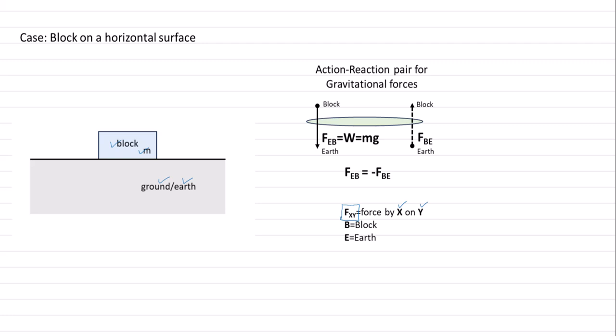So let's see what the action and reaction force pairs are as far as gravitational force is concerned. We know that Earth will exert a force of attraction. We know that Earth will pull the object, the block in this case, with a force FEB. So that will be the force exerted by the Earth on the block. And we know that it's the weight of the object. So that will be equal to mg, the mass times acceleration due to gravity.